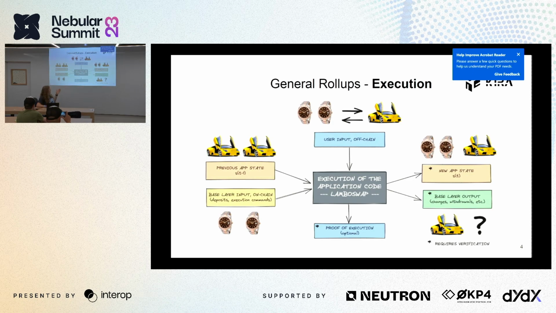And then once our Lambo swap knows what the old state is and gets aware of this new input coming in, the user that made this input maybe can make some operation, right? In our case, we have a swap operation. We'll try to swap 2 Rolexes for a Lambo, right? And as the result of this computation, we might get different output depending on what kind of rollup that is. We might get some proof of execution if we are using ZK proofs, right?